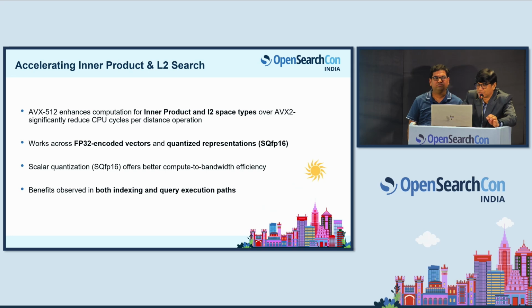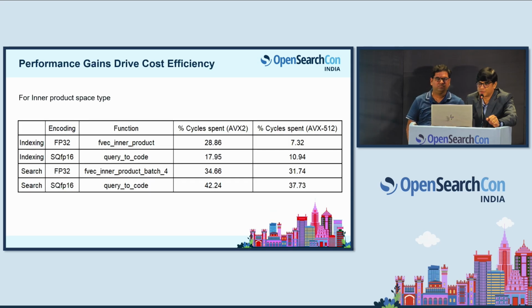I touched on this, that instead of representing a 4-byte float value, we use something called a half vector, which takes just 16 bit, a 50% reduction in that allocation, right? Scalar quantization definitely offers better compute to bandwidth efficiency. We have seen benefit in both indexing and query execution path. I'll come to that. Cycle spent improvement, right? This is for the inner product.